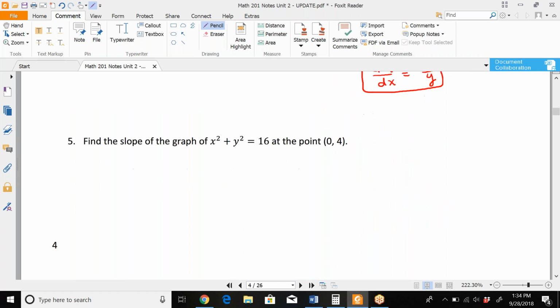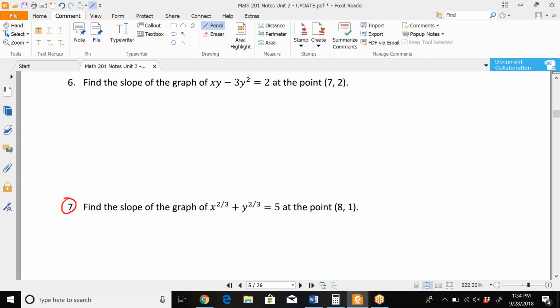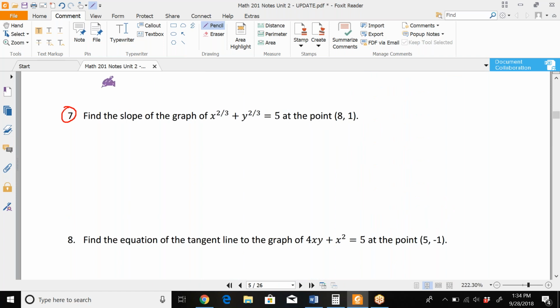So there's my formula for the slope of my tangent line. I believe we did 5 and 6 in class, so that leaves us with number 7. So we're taking the derivative of this so that we can find the slope of the graph at a specific point. So we're going to do our power rule on each of these. So the derivative of x to the 2/3 is 2/3 x to the losing a power, so that'd be negative 1/3 if we subtract 3 over 3, plus 2/3 y to the negative 1/3, but because this is y and not x, we tack on our dy dx. And we get equals 0 because the derivative of 5 is 0.